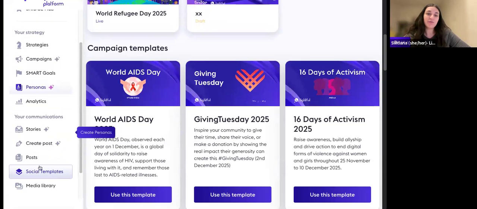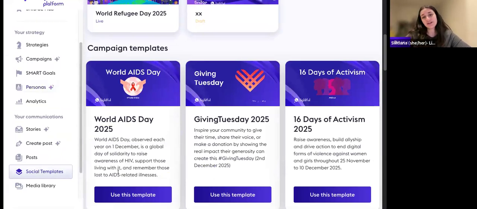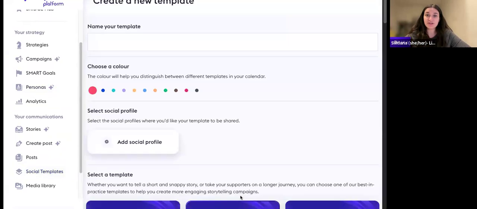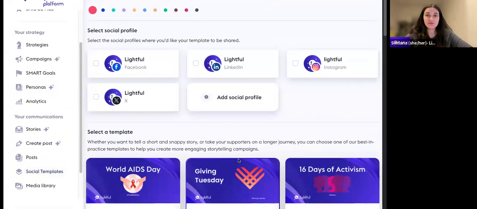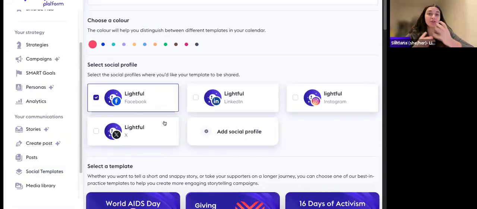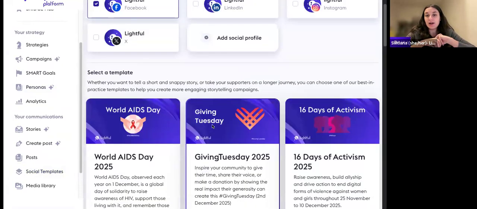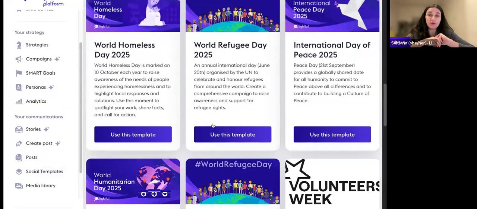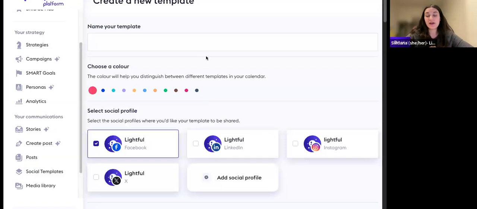On the Lightful platform, you can see this menu, and you can find social templates. Social templates are basically a set of social media post samples that you can use around a specific topic. You can see we have campaigns for Giving Tuesday and 16 Days of Activism, which is going on right now. So you can use those specific campaigns to share posts on your socials, but we can also have campaigns for World Refugee Day and other campaigns as well. So it is pretty simple.